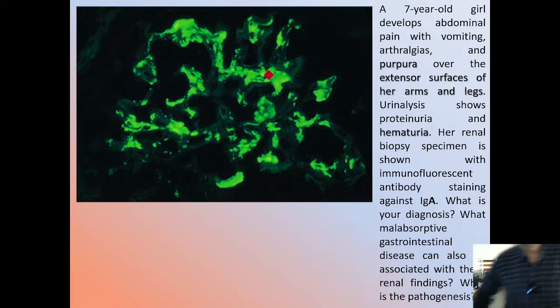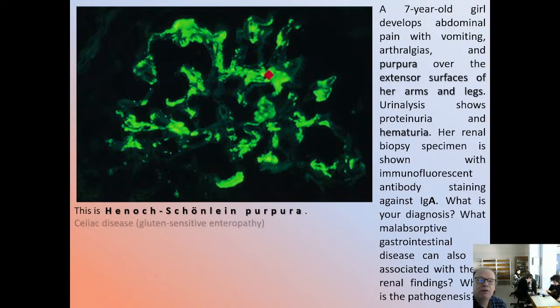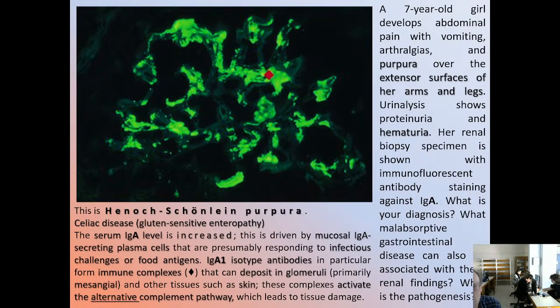So, in this case, we find IgA depositions, like the previous case, but this is a secondary glomerular disease. How do you differentiate? From strictly a histological point of view, it is indistinguishable. But as always, you take into account the patient's history, symptoms, and findings.